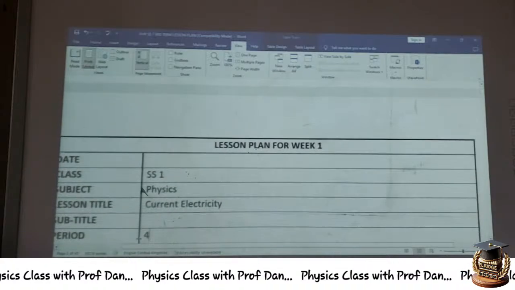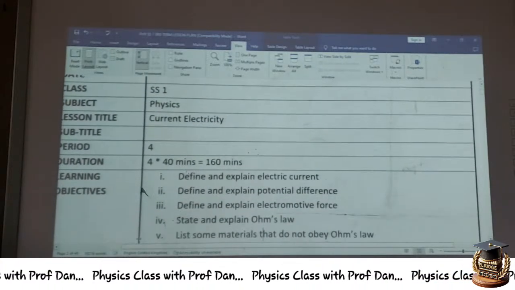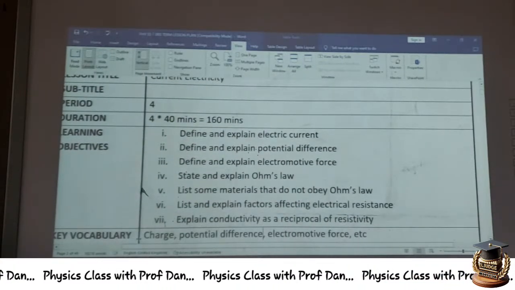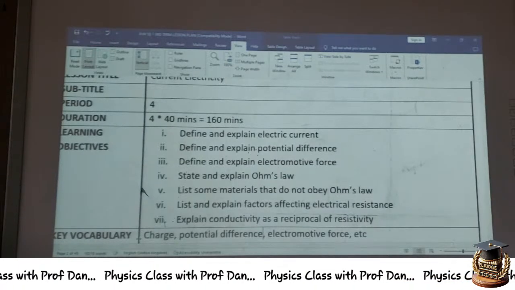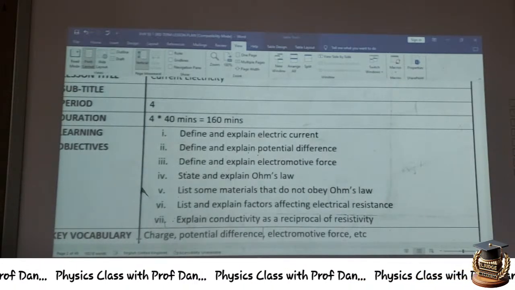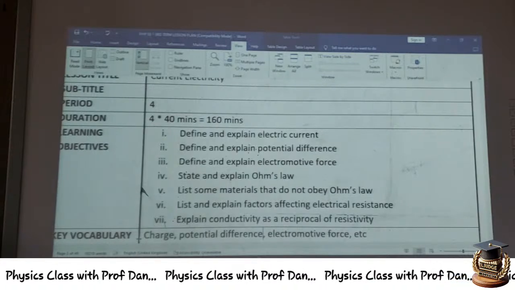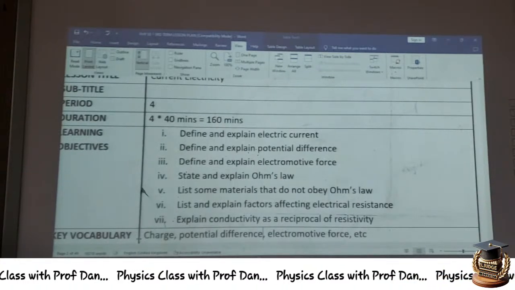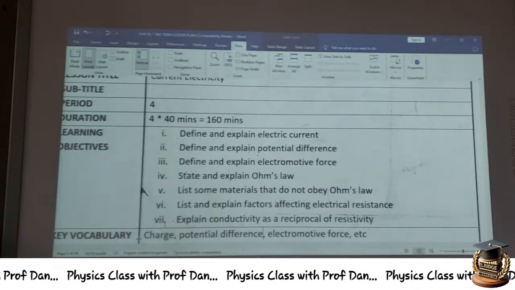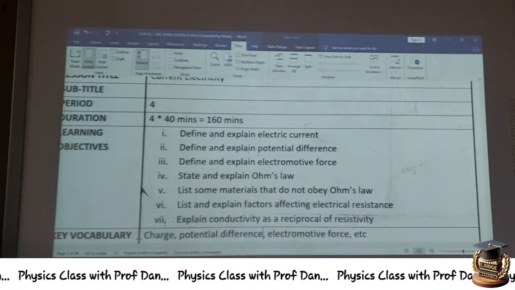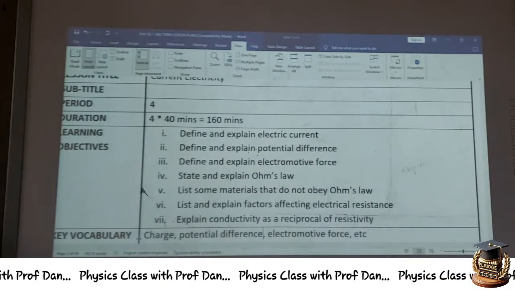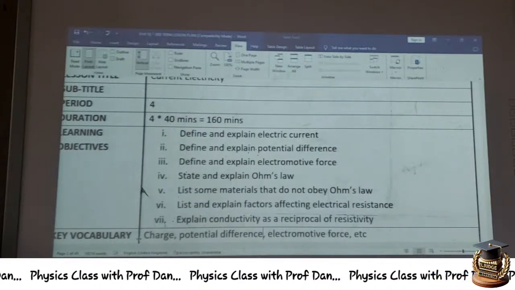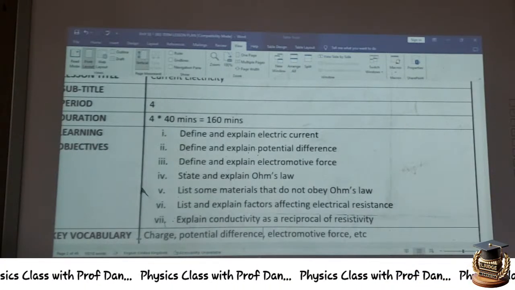So let's look at current electricity. We have 4 periods that we're using for that particular topic. At the end of the learning objectives, number one, you must be able to define and explain electric current. You must be able to define and explain potential difference. You must be able to define and explain electromotive force. Also, you have to be able to state and explain Ohm's law.